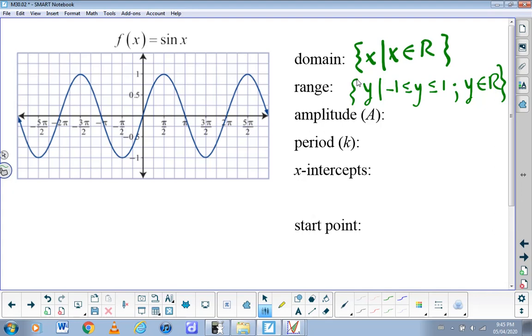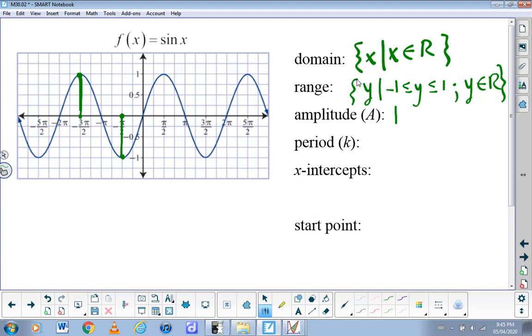Now the amplitude is a new term. The amplitude is the distance between the highest point and the middle of the graph, or between the lowest point and the middle of the graph. So in sine of x equals y, the amplitude is 1.